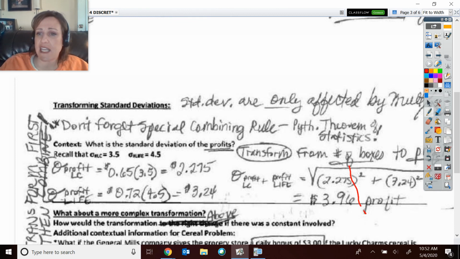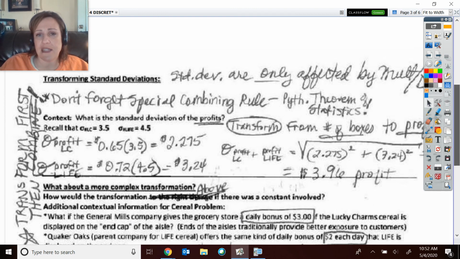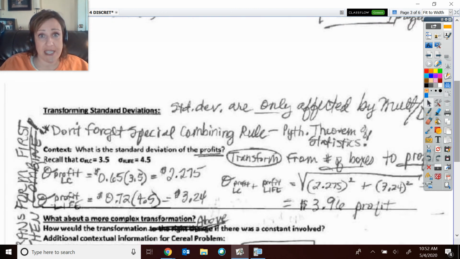The reason I have to take you through this transform first and then combine idea is because it will help you with this standard deviation situation. We know standard deviations are only affected by multiplication and division. So transform first and then combine. So here we go.